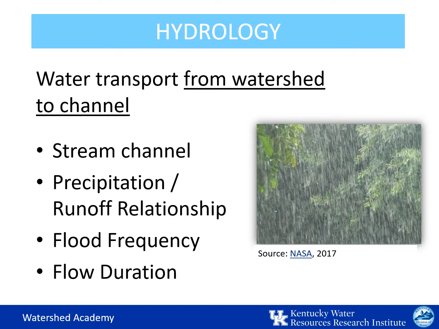Parameters considered in the hydrology function of a stream include stream channel forming discharges, precipitation runoff relationship, flood frequency, and flow duration. Flow duration characterizes the ability of the watershed to provide flows of various magnitudes.